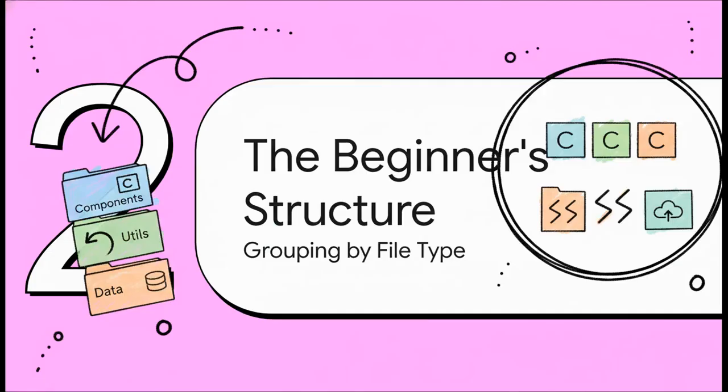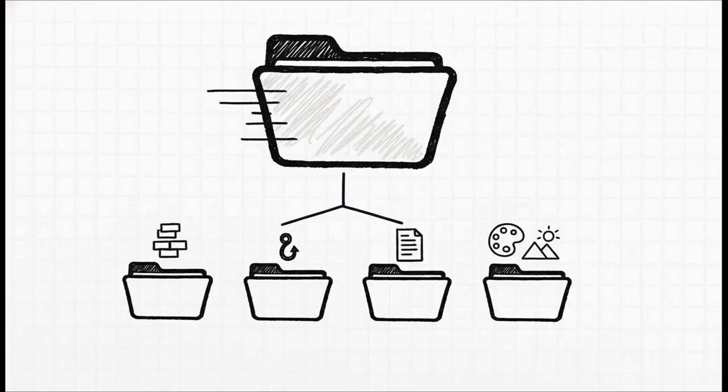Okay, with that foundation in place, let's talk about the structure most of us start with. You've seen it in pretty much every tutorial, and honestly, it makes a lot of sense at first. You group your files by what they are. You know this one. A components folder for all your components, a hooks folder for your hooks, pages, assets, and so on. And for a small project or maybe a quick prototype, this is great. It's simple, it's intuitive, and it gets the job done.